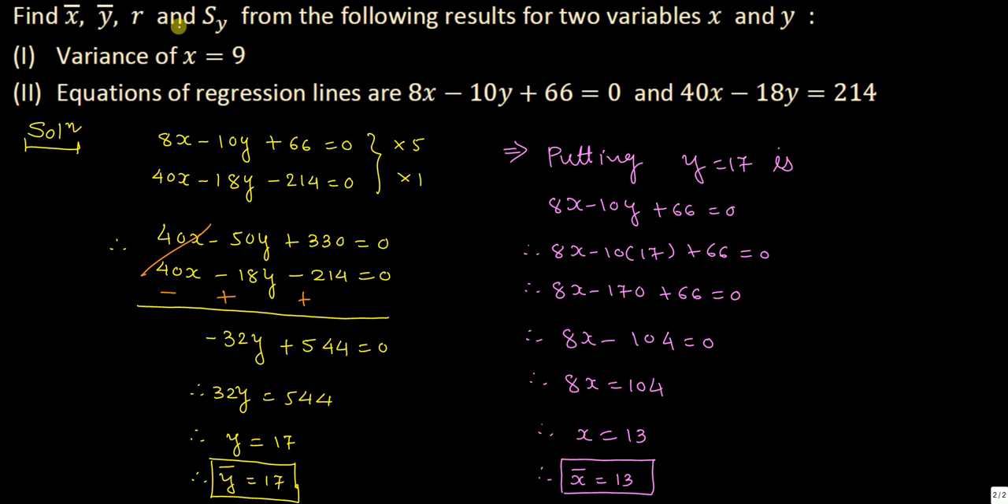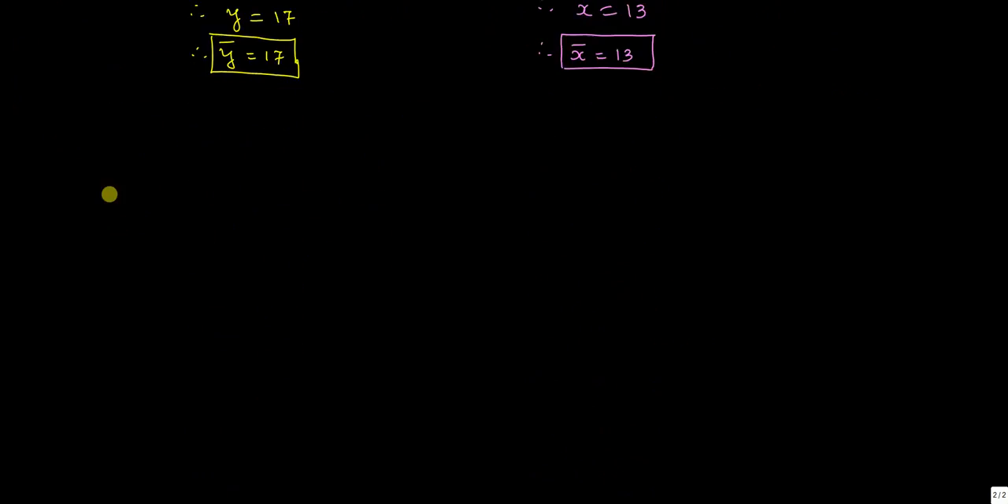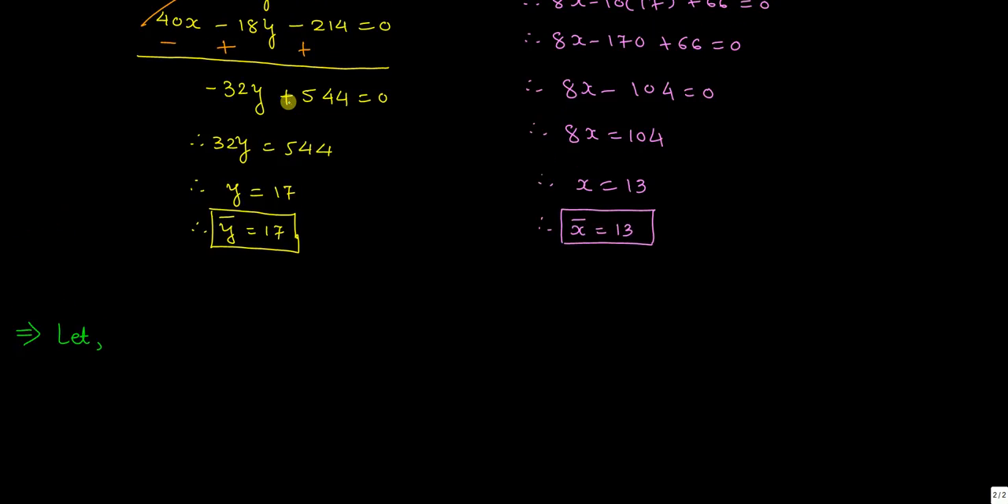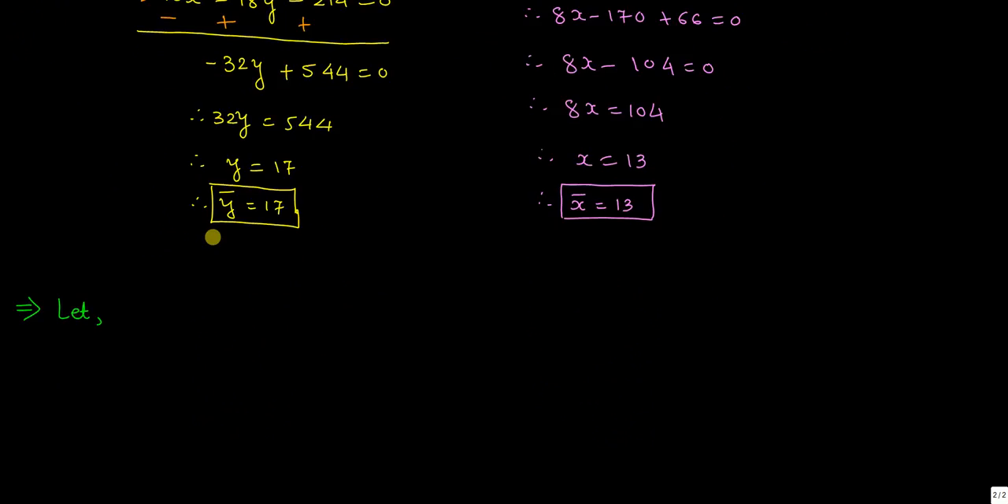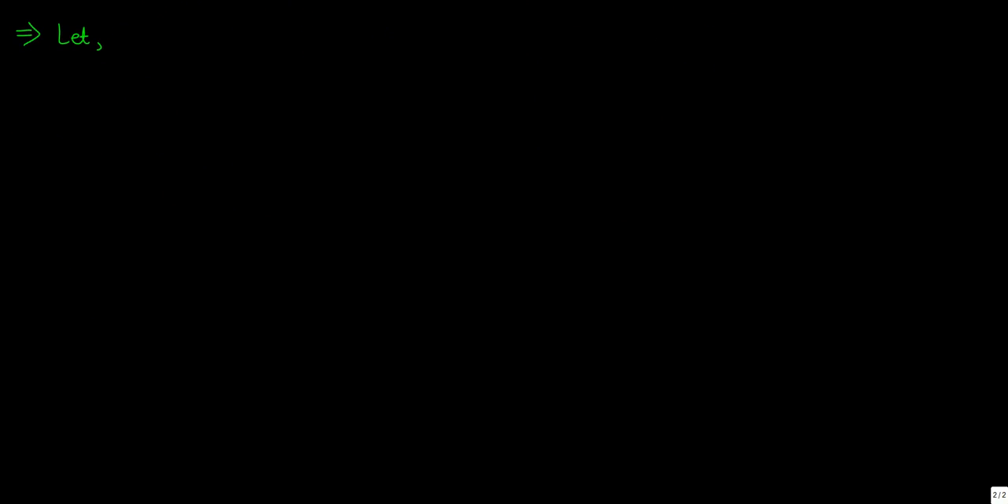Now the big question, find r. For r we need byx and bxy. But we don't know which regression line is of y on x and which is of x on y. So we are taking the first regression line as y on x. Let us assume that the first regression line, 8x minus 10y plus 66 equals 0, is y on x. And what is the form of y on x?